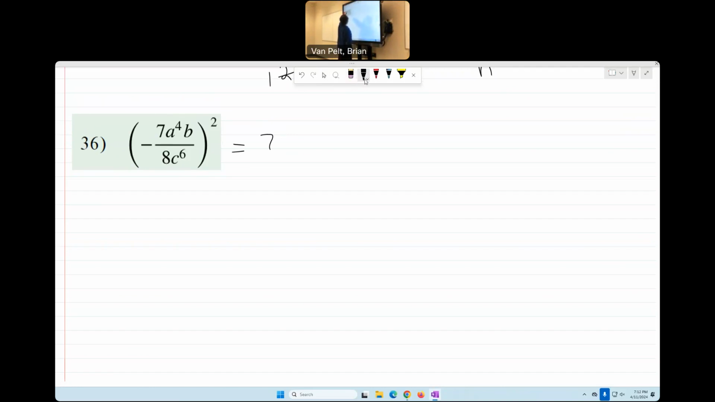All right, so 7 to the 2nd power, this chunk to the 2nd power, b to the 2nd, 8 to the 2nd, c to the 6th to the 2nd. Now you're going to use all those power inside of power rules.